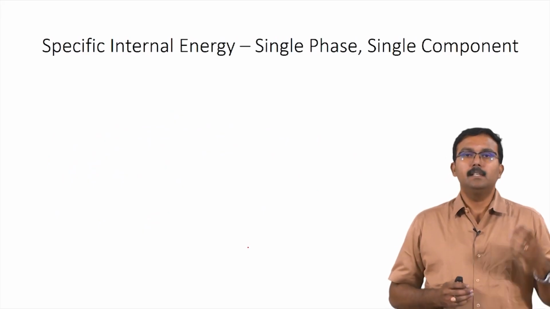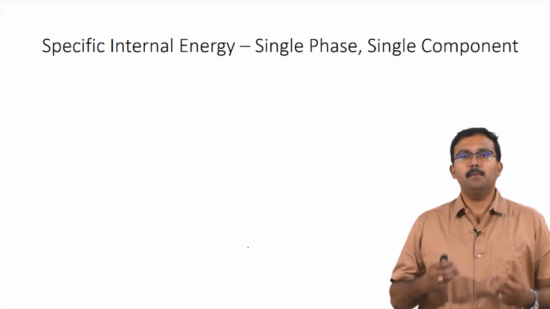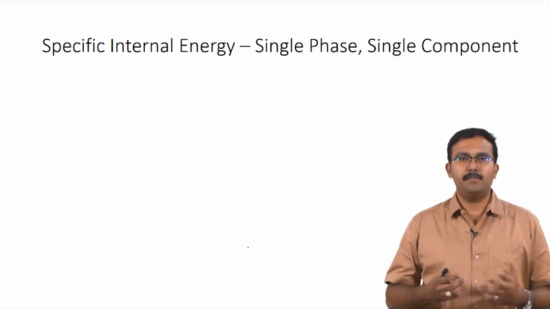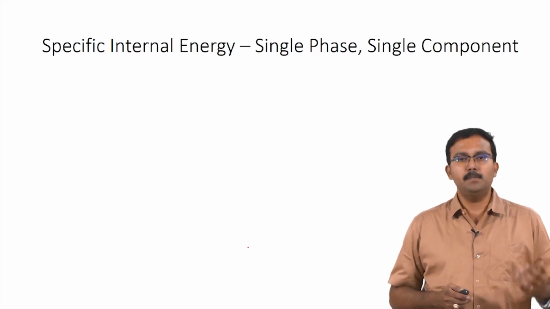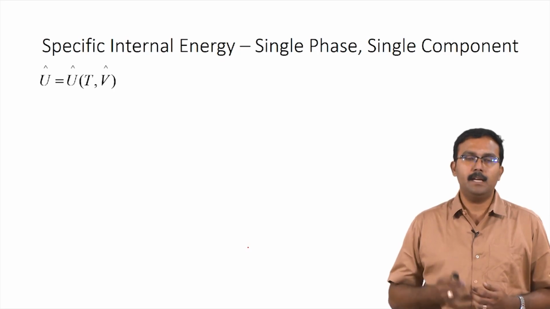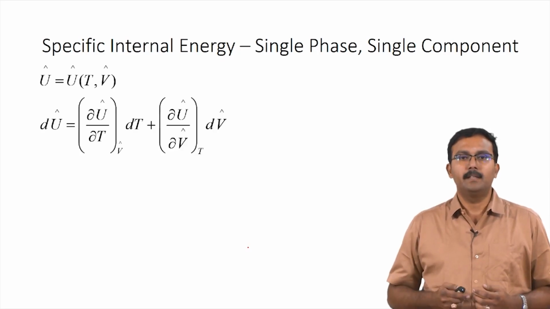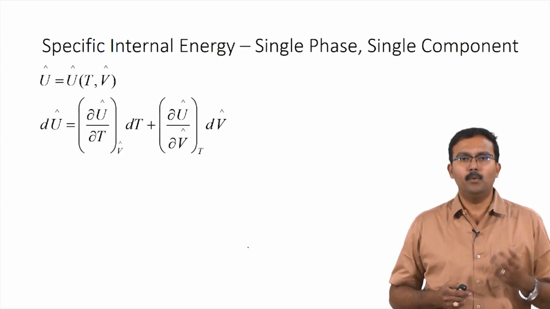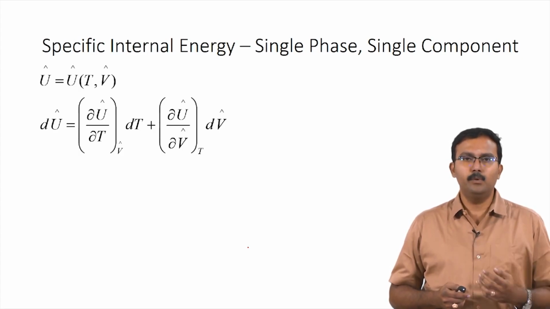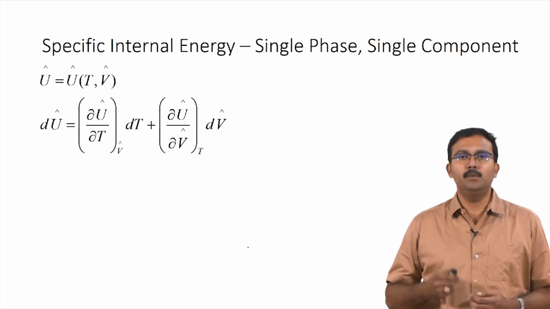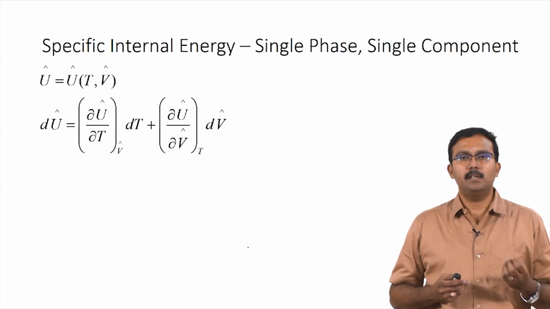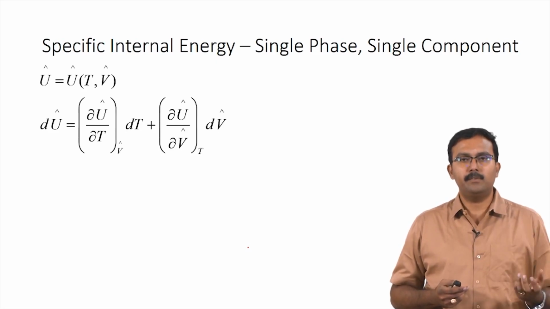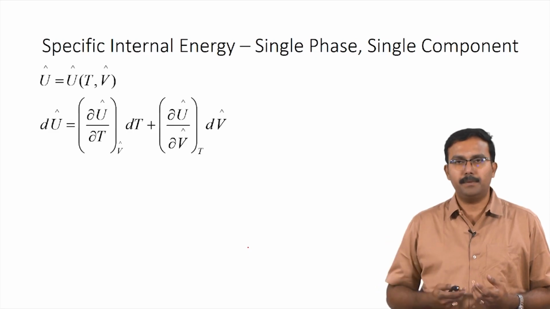As I had already mentioned, internal energy, which is an extensive property, can be converted to an intensive property called specific internal energy. When you have a system which is in a single phase with single component, this specific internal energy is actually a function of temperature and the specific volume. When you differentiate this equation, what you would end up with is differential of u cap, which is the specific internal energy, would be equal to dou u cap dou T times dT plus dou u cap dou V cap times dV cap. So, here in the first term you are assuming specific volume to be a constant, and in the second term you are assuming temperature to be a constant.